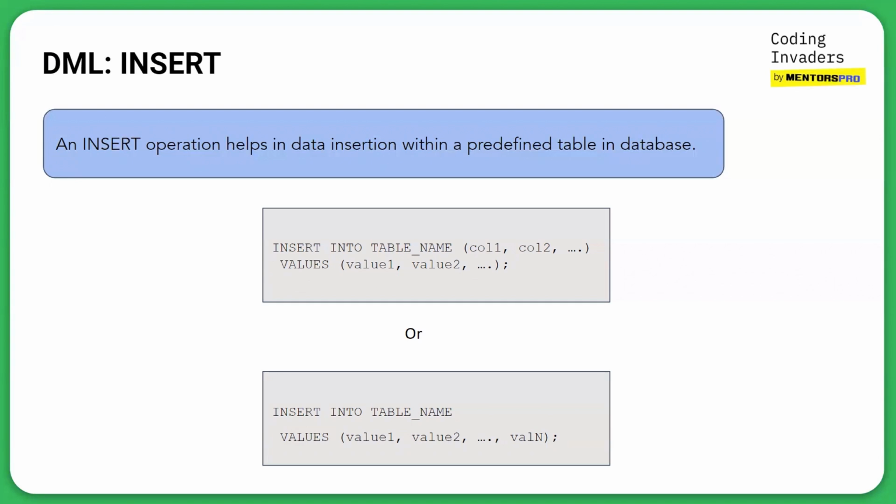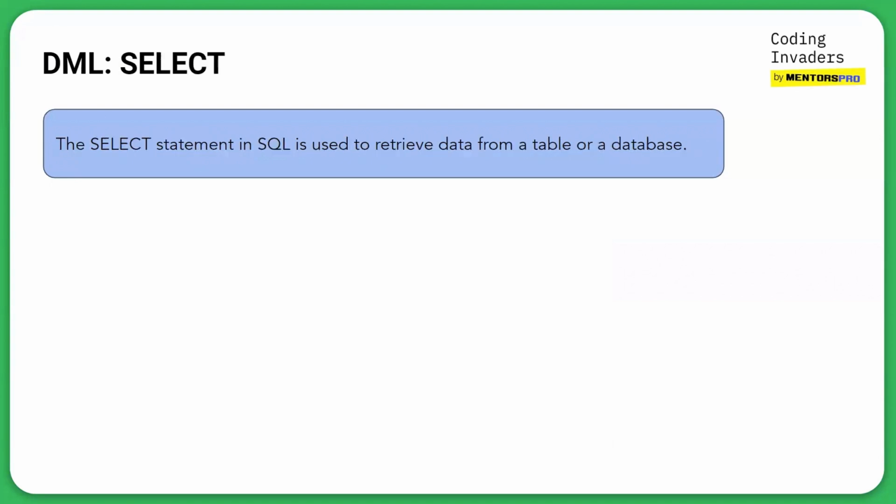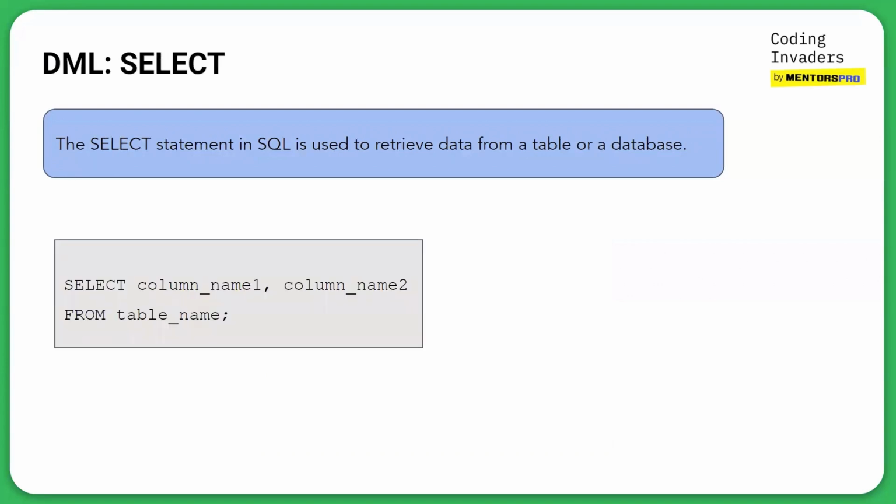But before that, let's see the select operation. The select statement in SQL is used to retrieve data from a database. The basic syntax of the select statement is select column name 1, column name 2 from table name, where column name 1, column name 2, etc. are the names of the columns you want to retrieve. And the table name is the name of the table where the data is stored. The from clause specifies the table from which you want to retrieve the data.